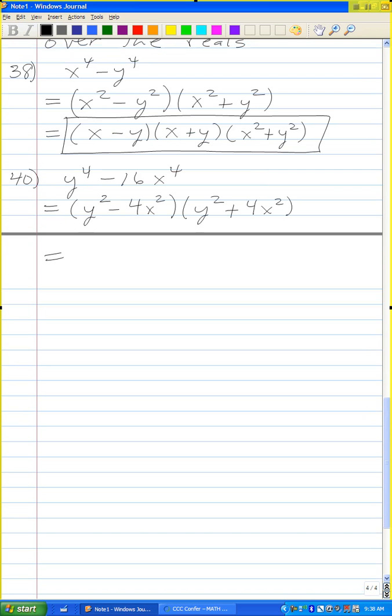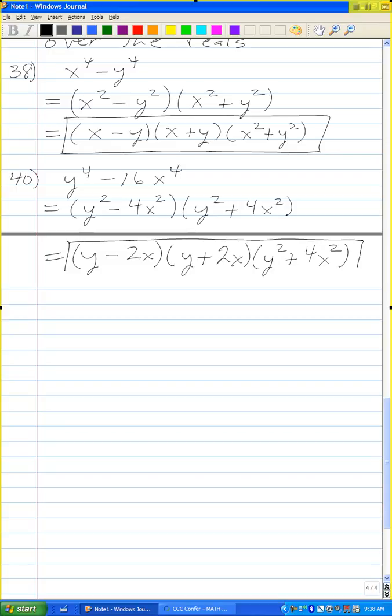Next, y squared minus 4x squared, difference of squares. And so y minus 2x, the square root of y squared is y, the square root of 4x squared is 2x, times, well, the same term except change minus to a plus, times the last term, which is irreducible over the reals because, again, it's the sum of squares.